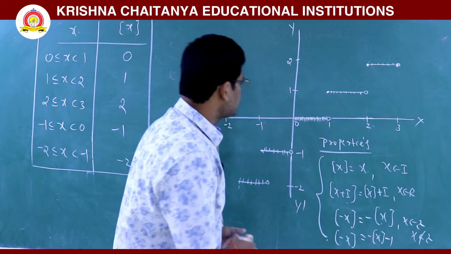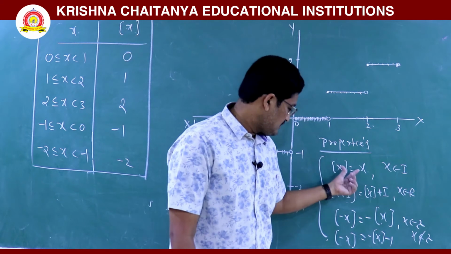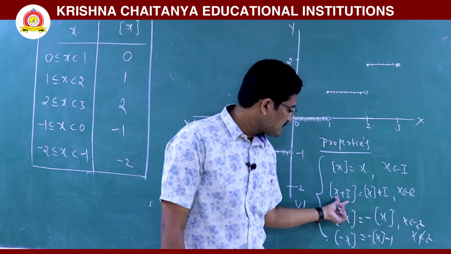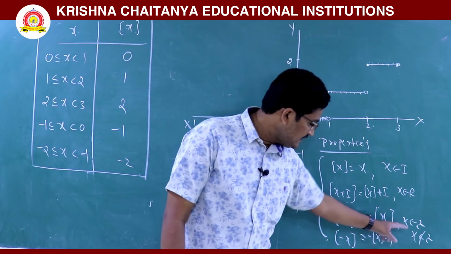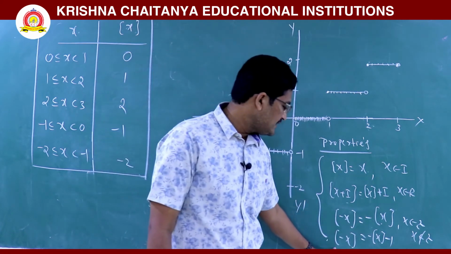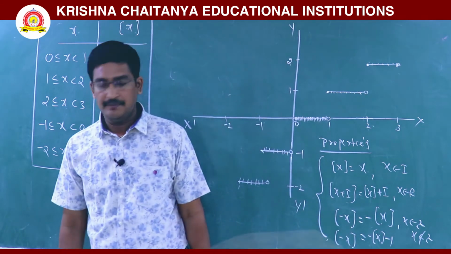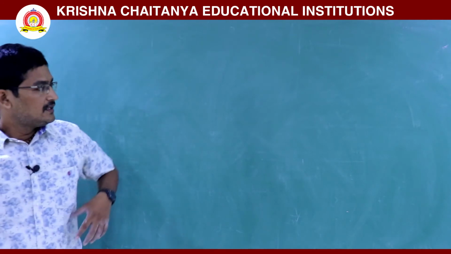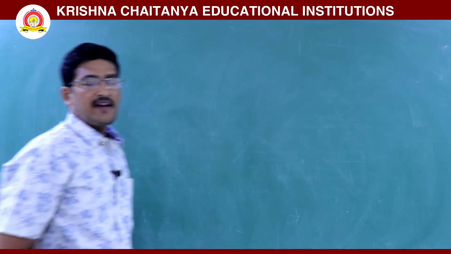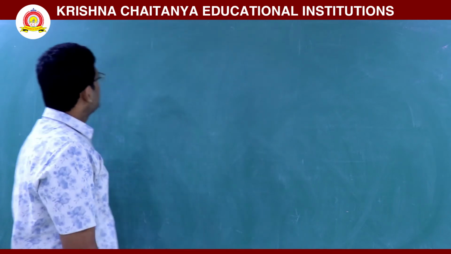By observing this graph and this table, we make some properties of the step function like this. Floor x equals x if x is an integer. If x is a real number, then floor of x plus I is equal to floor x plus I. If x is an integer, floor of minus x equals minus floor x. If x is not an integer, floor of minus x equals minus floor x minus 1. That is something about the greatest integer function. Okay, let us move on to discuss one more function, which is called the fractional part function. So the next one.